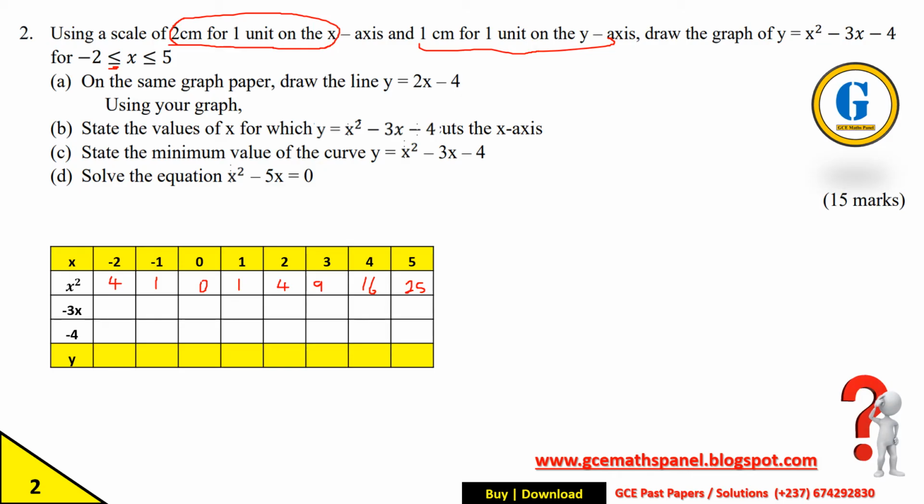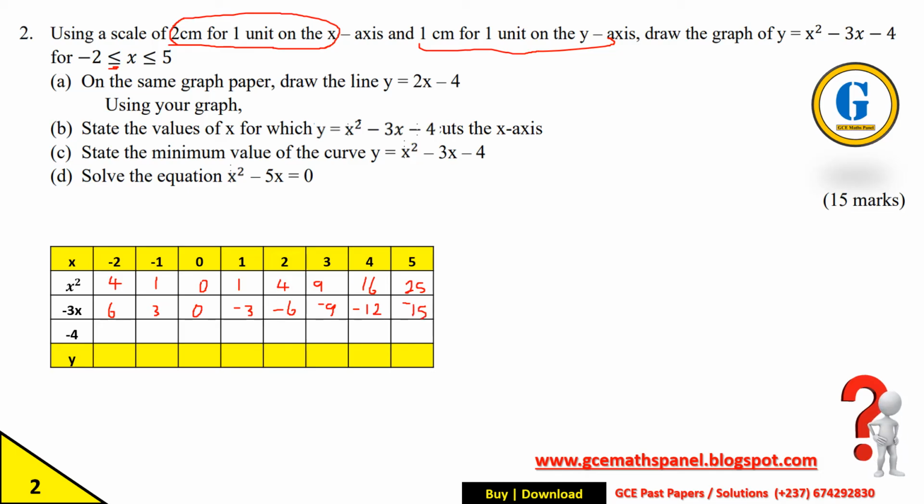Now, for each of these terms, we multiply by negative 3. So negative 3 times negative 2 is plus 6. Negative 3 times negative 1 is plus 3. Negative 3 times 0 is 0. Negative 3 times 1 is negative 3. Negative 3 times 2 is negative 6. Negative 3 times 3 is negative 9. Negative 3 times 4 is negative 12. And negative 3 times 5 is negative 15.